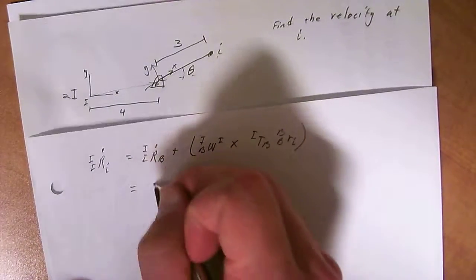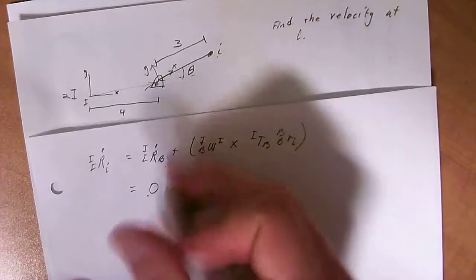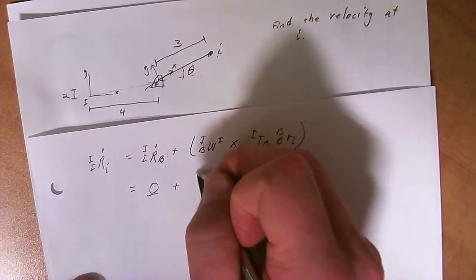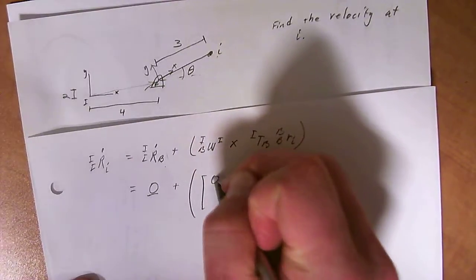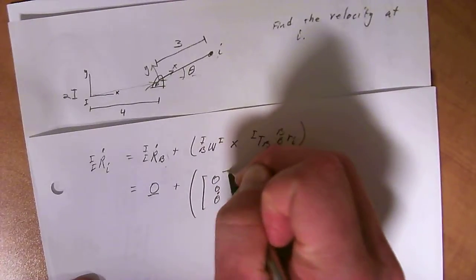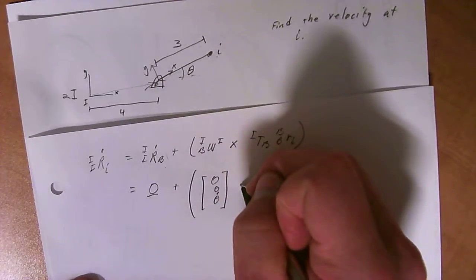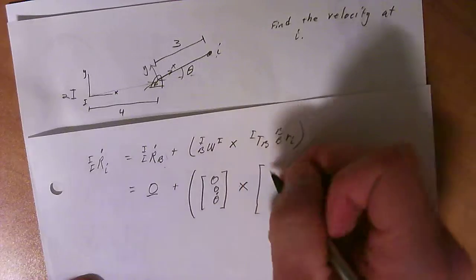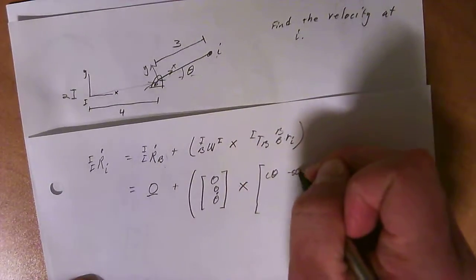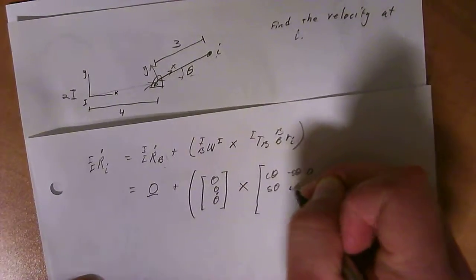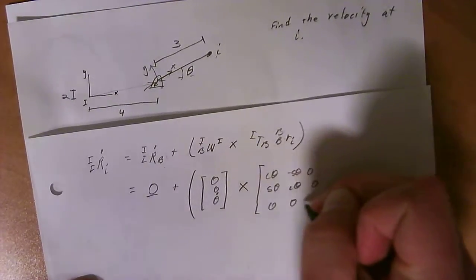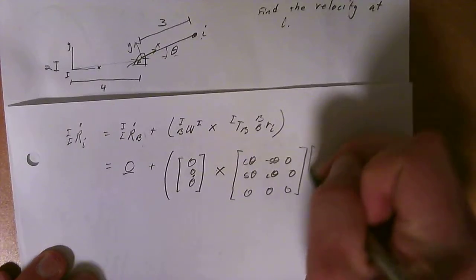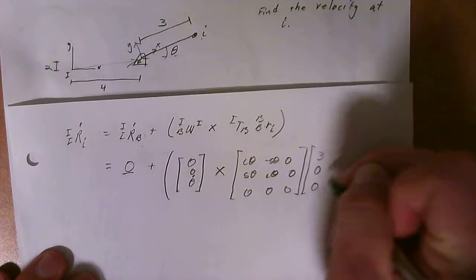So this is going to be equal to a vector of 0, because IIRB is just a translation, so the derivative of it is constant. This is going to be 0, 0, theta dot because we only have a rotation about the z-axis, crossed with the transformation matrix, which is cosine of theta, minus sine of theta, 0, sine of theta, cosine of theta, 0, 0, 0, 0. And that's going to be multiplied by 3, 0, 0.